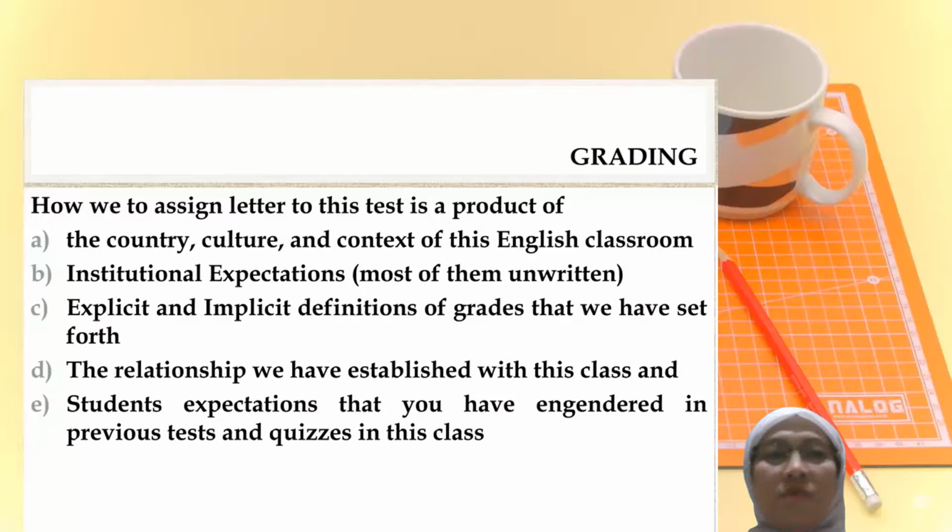And then institutional expectation. Misalnya penilaian di UMP itu akan berbeda dengan penilaian di IKIP misalnya, atau penilaian di UMP akan berbeda dengan penilaian di IPB. Ya, grading, tingkat penilaiannya. Students yang dapat E berapa sampai berapa, B berapa sampai berapa, C berapa, D berapa. Kemudian kadang-kadang E-nya itu tuh berdasarkan apa? Berdasarkan memang nilainya ditentukan atau berdasarkan persentase siswa. And then C, explicit and implicit definition of grades that we have set forth.